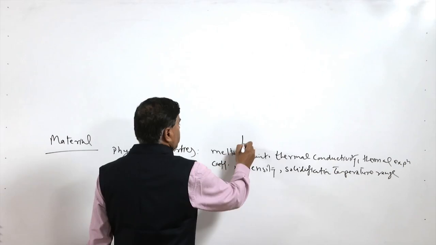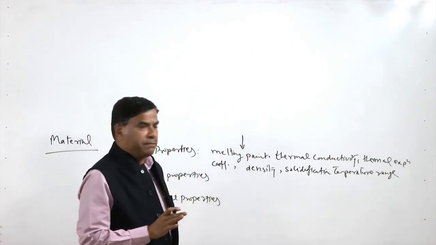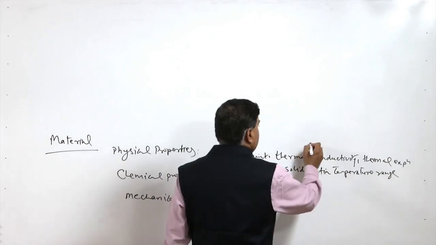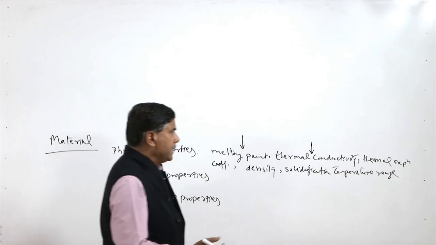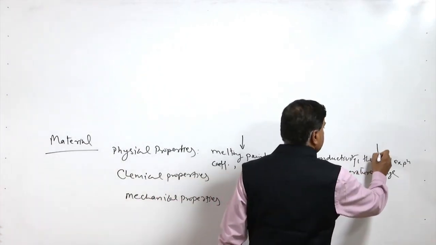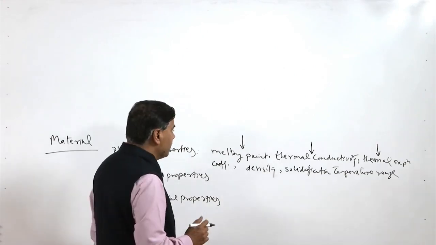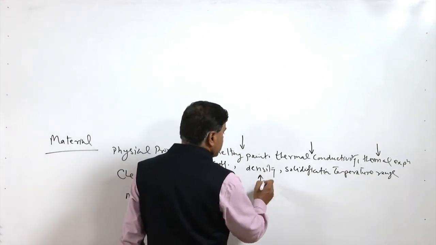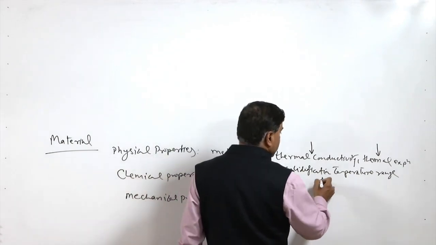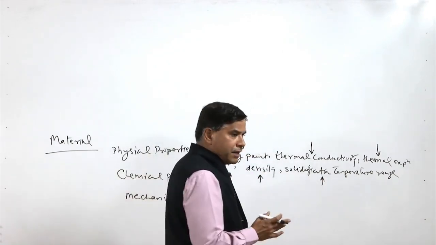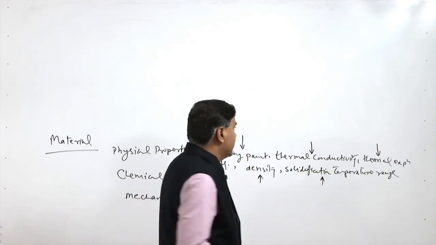Melting point is the temperature at which the material is brought to the complete molten state. Thermal conductivity determines the ability of the material to transfer heat. Thermal expansion is about the change in dimension for unit degree of change in temperature, and the density is the mass per unit volume, and the solidification temperature range is for the alloys wherein solidification starts at one temperature and then ends at another temperature.